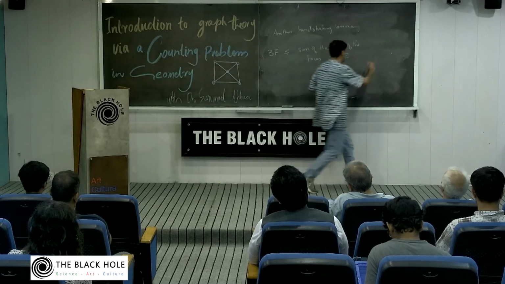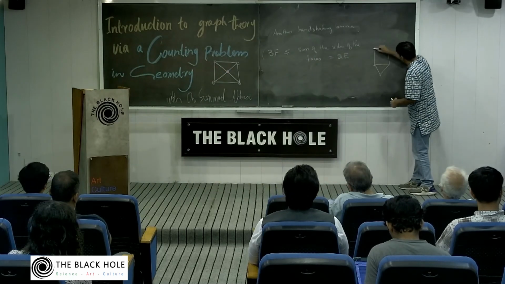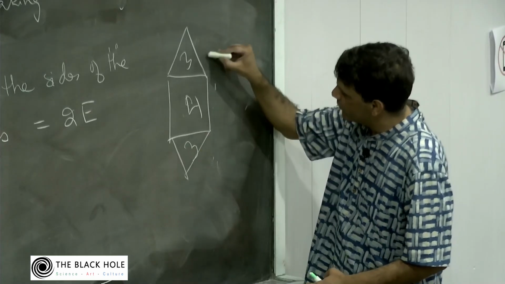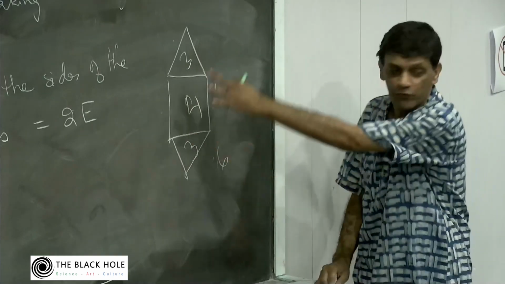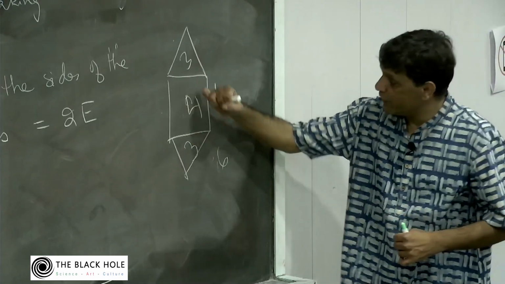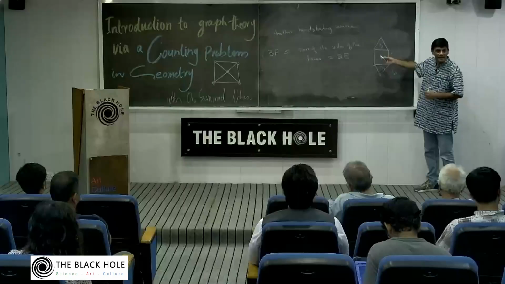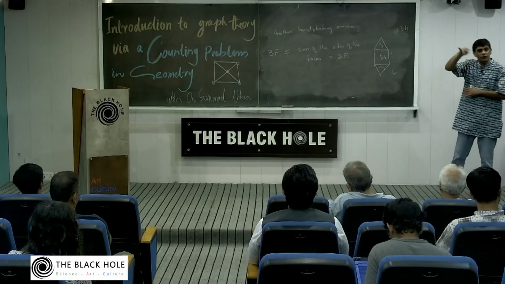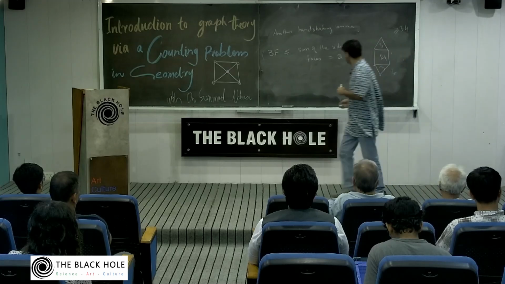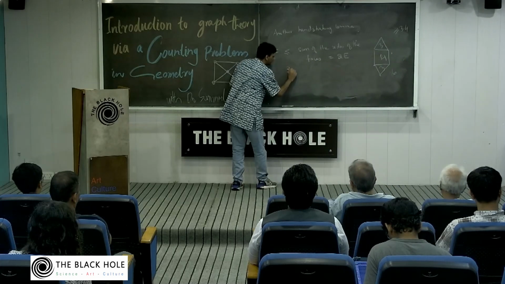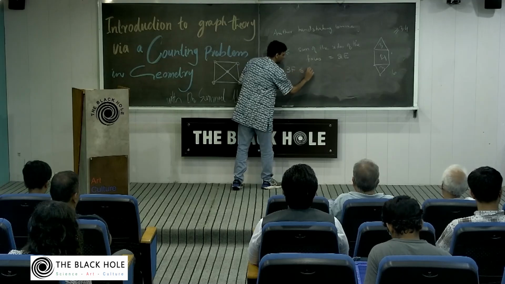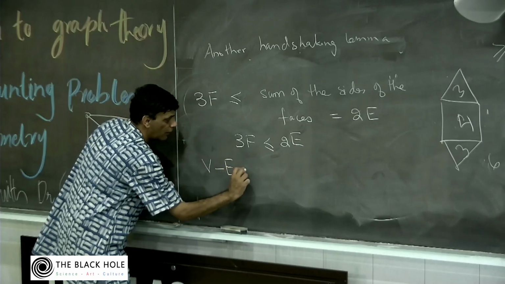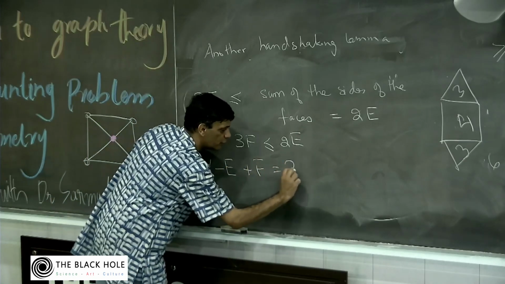So for example, let's try this example. This gave me a 3, this gave me a 4, this gave me a 3, this gave me 1, 2, 3, 4, 5, 6. Each one of them gave me at least a 3, and this has 4 faces, so the sum of the sides of the faces must be greater than or equal to 3 times 4. Each face gives me at least 3 sides. So now I have 3f is less than or equal to 2e, and I have v minus e plus f is equal to 2.